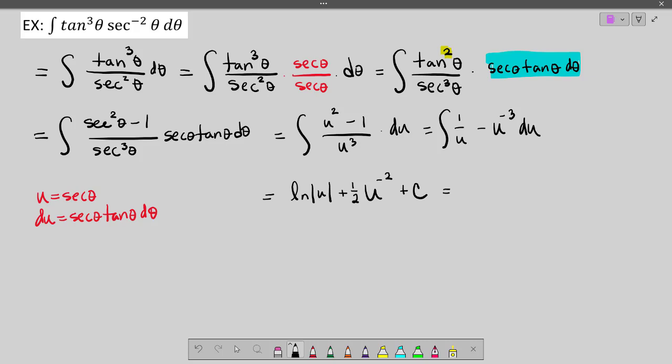Final step, back substitution. Natural log of absolute value of secant of theta plus, that will be 1 over 2. U is secant, so we're going to have a secant squared in the denominator plus c.